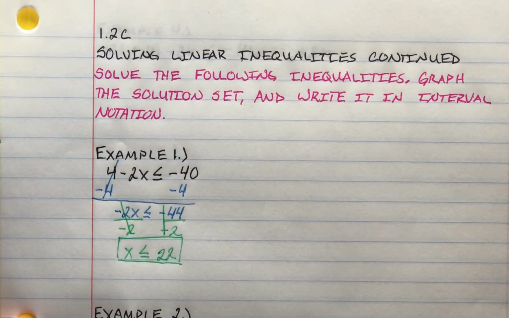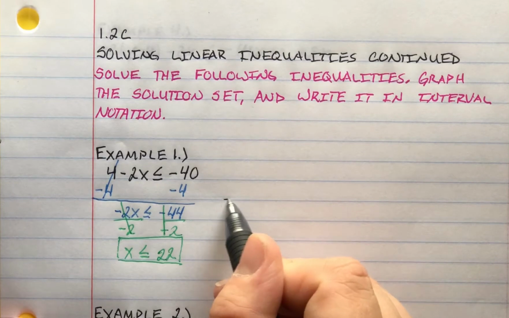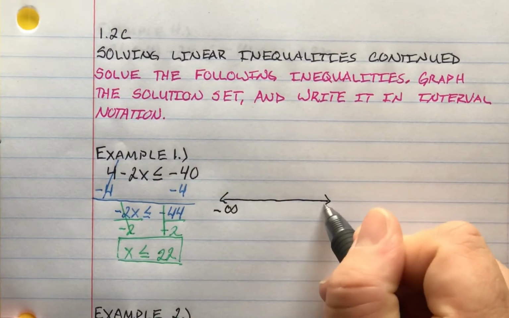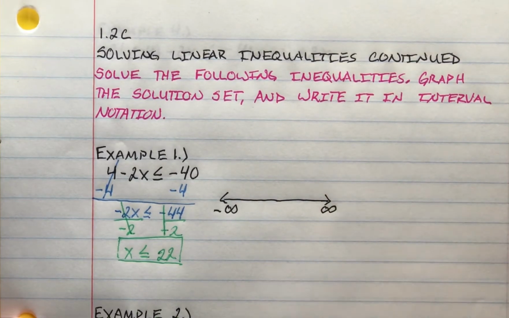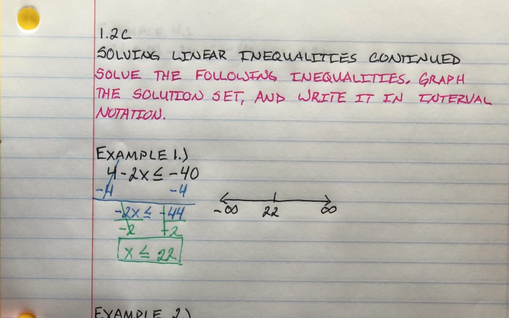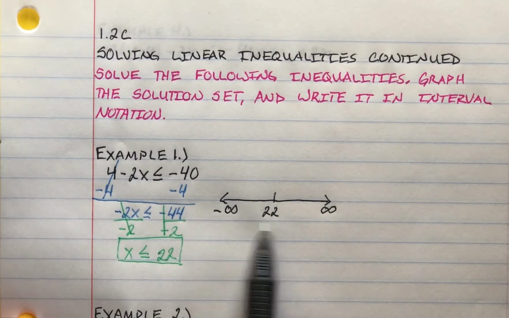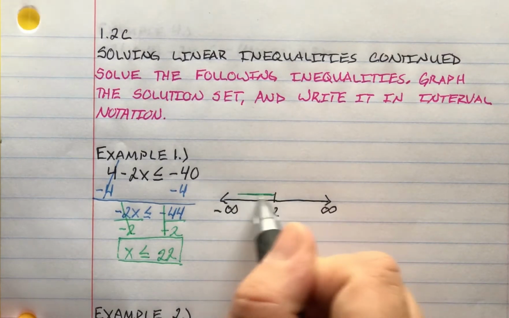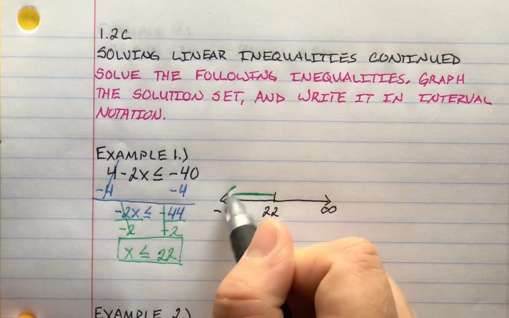To graph my answer, I would draw a number line with negative infinity on the left, positive infinity on the right, and 22 somewhere in between. Now from here, I need to look at my symbol. If I look here, it says x is less than 22. So anything that's going to be less than 22 is going to be to the left, going towards negative infinity. So that means I'm going from 22 towards negative infinity. I'm going to the left.